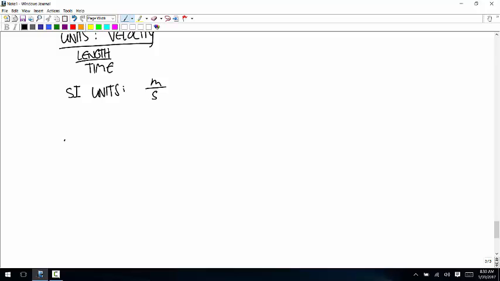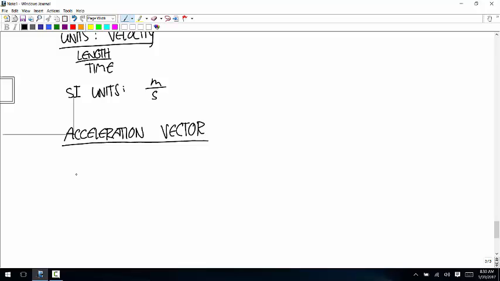Okay, so now the acceleration vector. The acceleration vector as a function of time is just the time derivative of the velocity vector, which is the second derivative of the position vector.